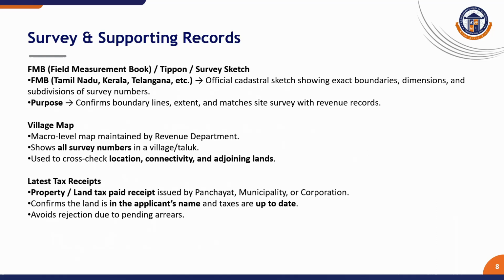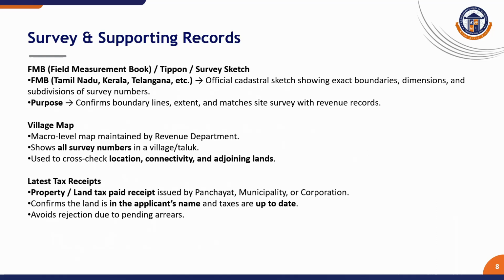Further supporting documents include the FMB, the Field Measurement Book, also known as the Tippan or surveying sketch. This is an official cadastral map that shows the exact boundaries, dimensions, and subdivisions of the survey numbers, and is crucial for confirming the ground reality matches the revenue records.